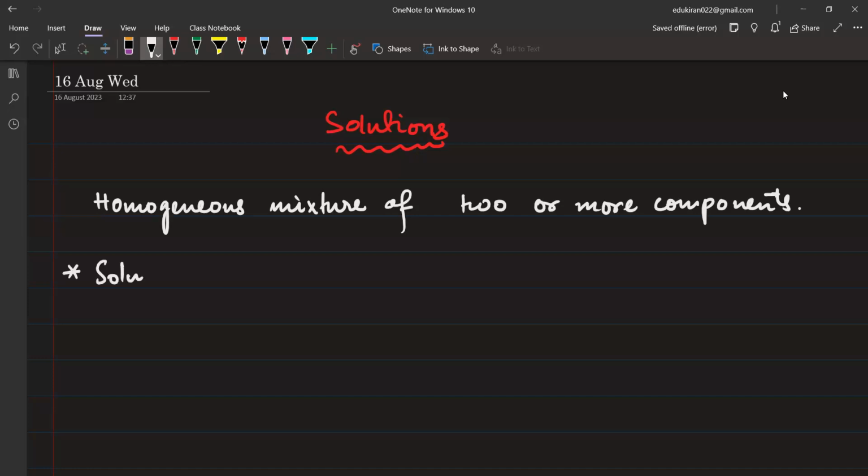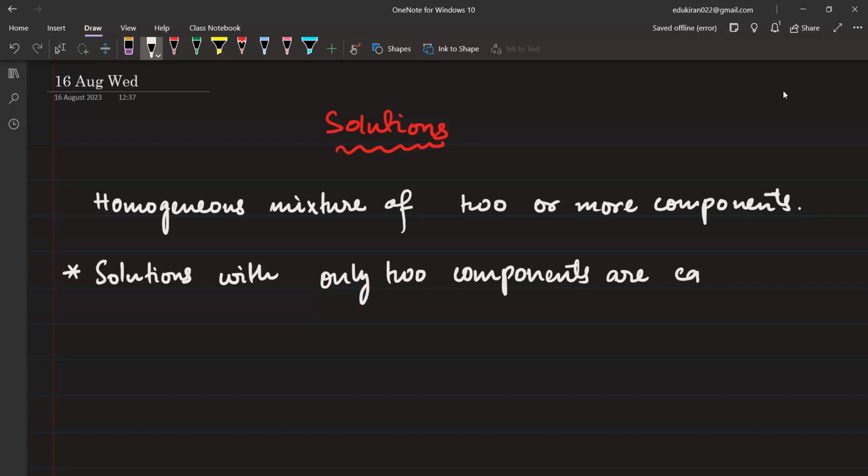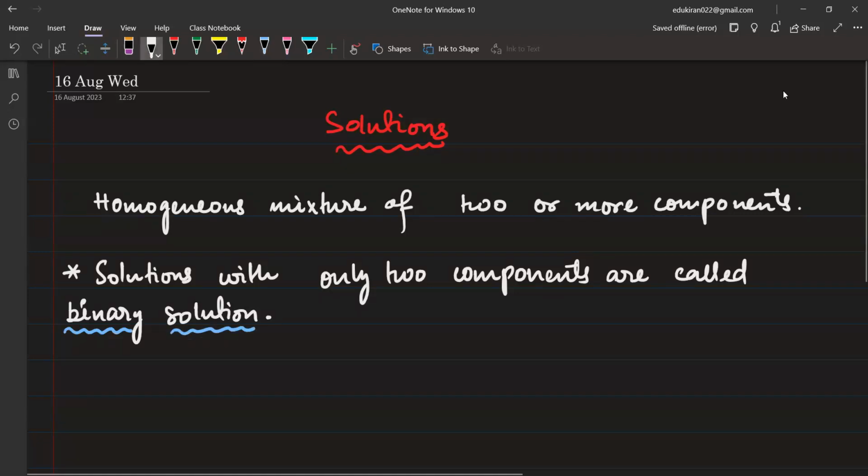Solutions with only two components are called binary solutions. And in your 12th standard, you have to deal only with binary solutions. That means a solution which has only two components.